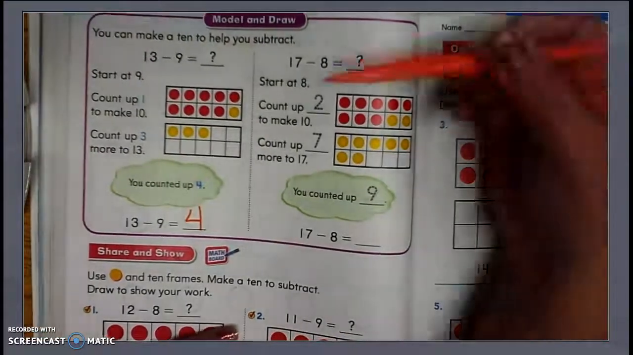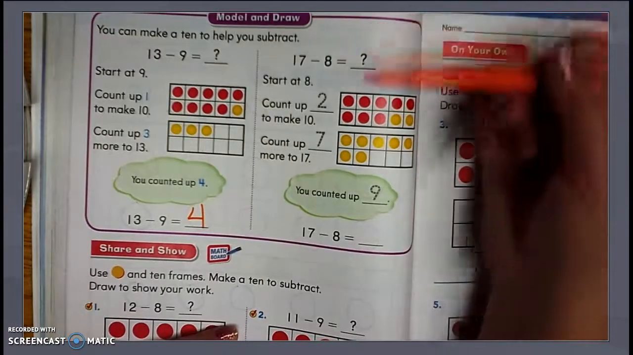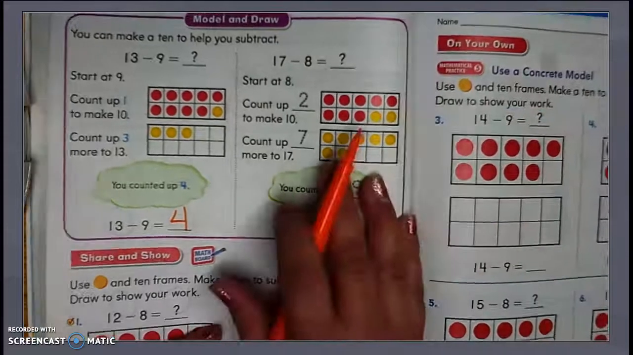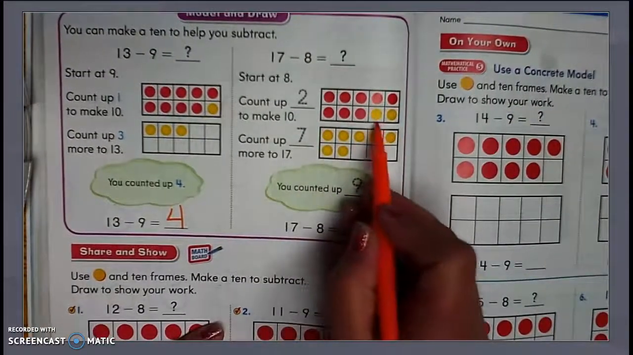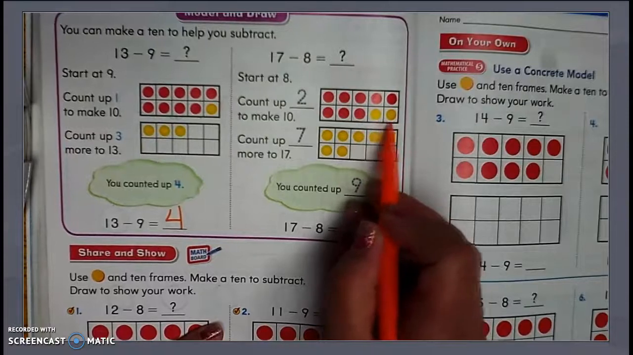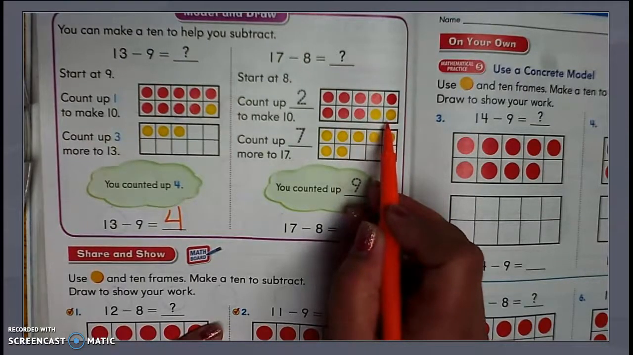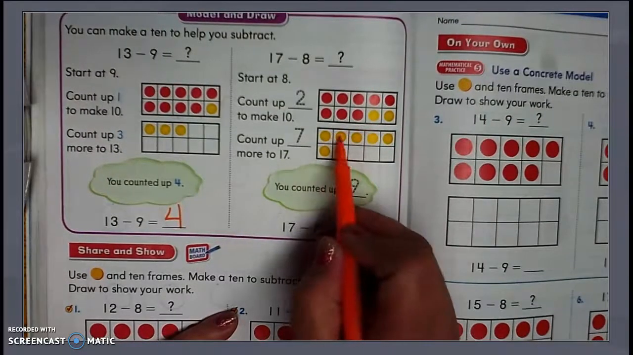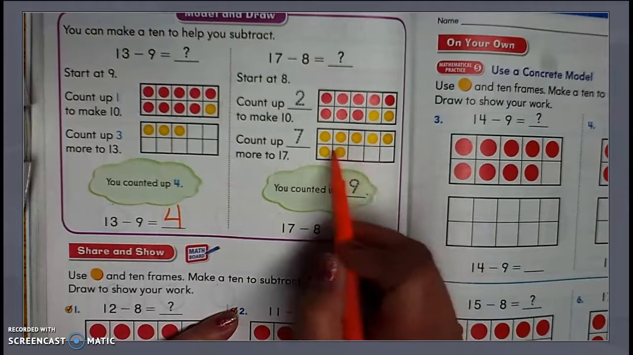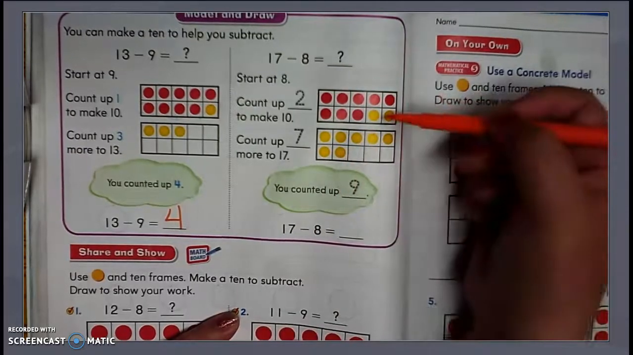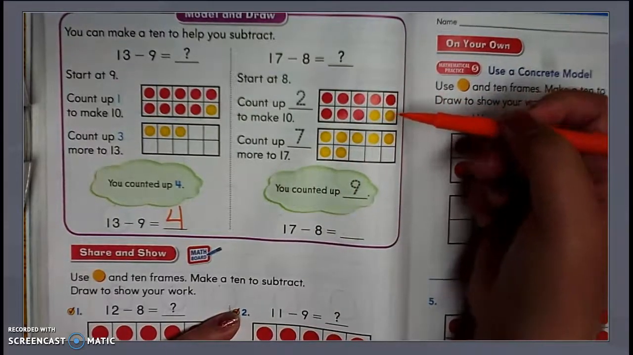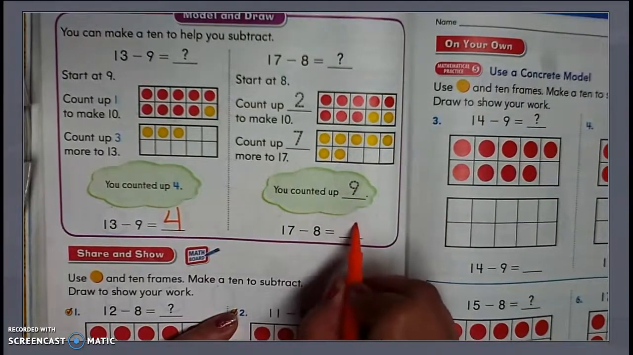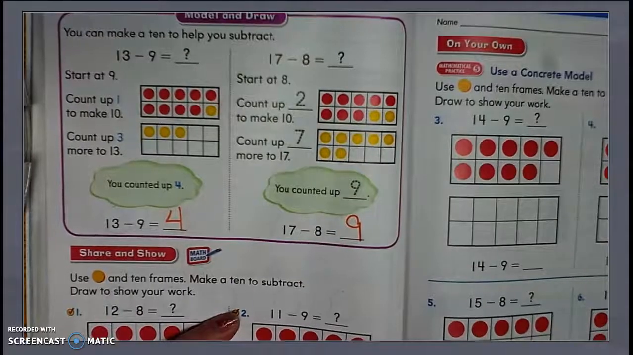Now in the next one, we have 17 minus 8. So we're going to count up 2 to make a 10. So I have 8 red counters, and I have 2 more yellow counters to fill in my 10 frame. And then we need to count up to 17. So then I have 1, 2, 3, 4, 5, 6, 7, plus those 2 other ones we put in the 10 frame. So we counted up 9. So 17 minus 8 equals 9.